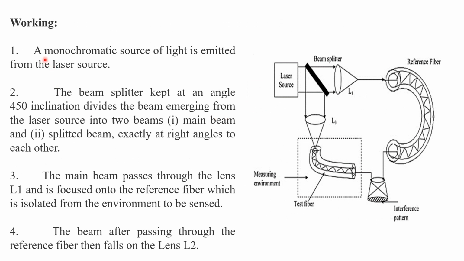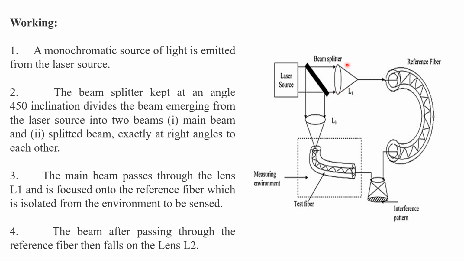Now, working: a monochromatic source of light is switched on, and the light emitted from the laser source is made to be incident on the beam splitter. The beam splitter, kept at an angle of 45 degree inclination, divides the beam from the laser source into two: the main beam and the splitter beam. Both the beams are exactly at right angles to each other.